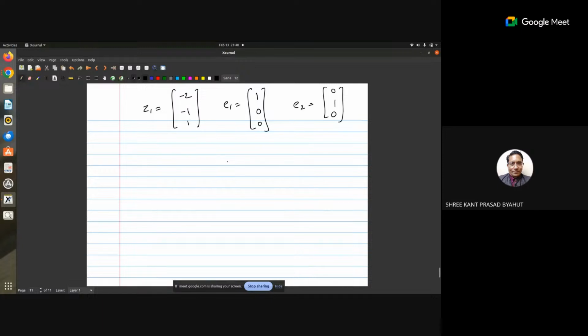Why did we take this E1 and E2 only, this 1 0 0 and 0 1 0? There are ways you have to find out the orthogonal basis in R3. You have taken one of the eigenvectors. Now you have to find the other two such that all three are orthogonal. They should form the orthonormal basis.